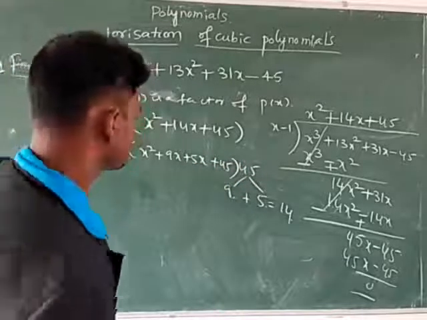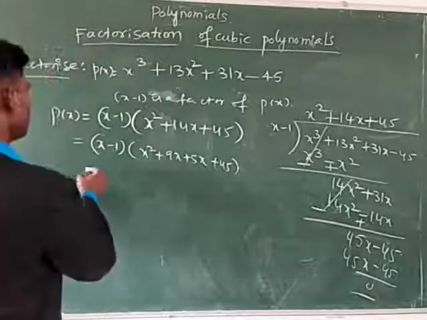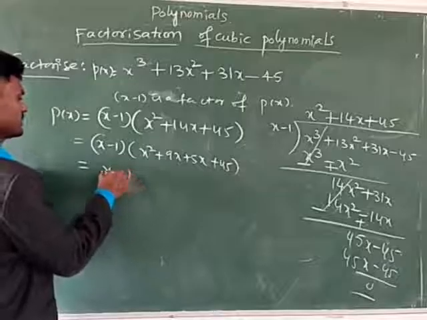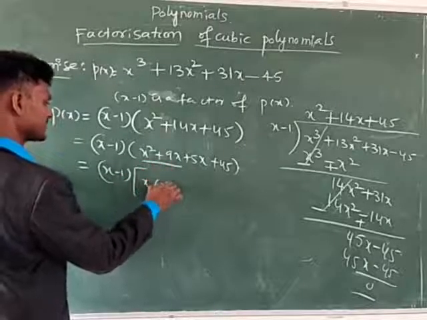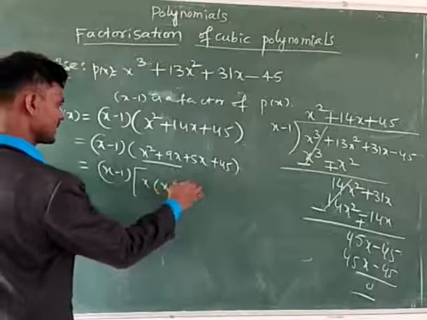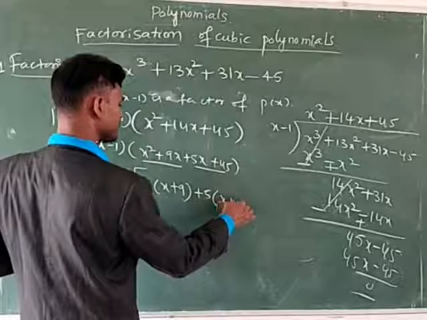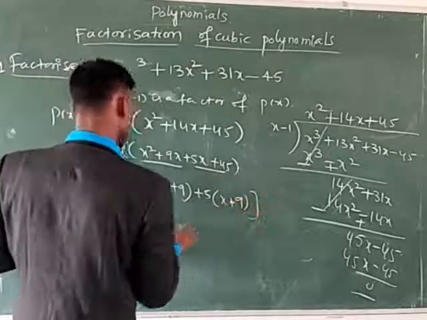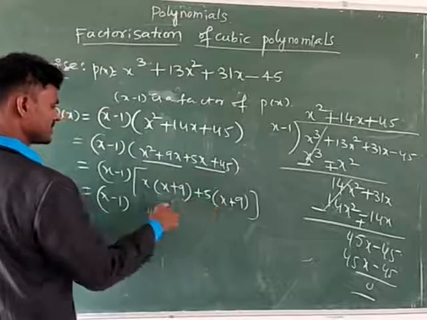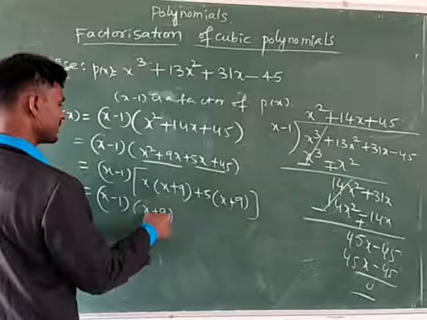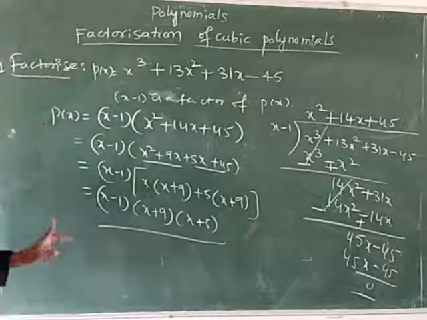Now see. In these two terms, which one is common? x is common: x plus 9. In these two terms, 5 is common: 5 times x plus 9. Now x minus 1 into the whole term: x plus 9 is common and the remaining is x plus 5. You have to factorize; this is another method.